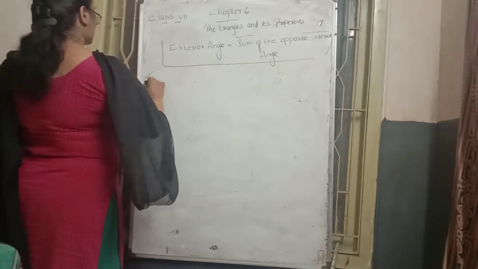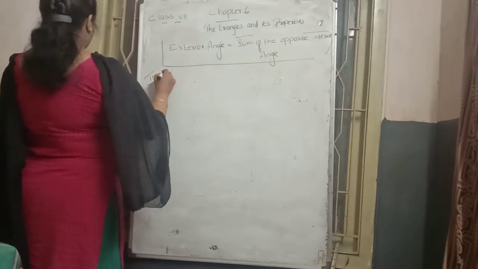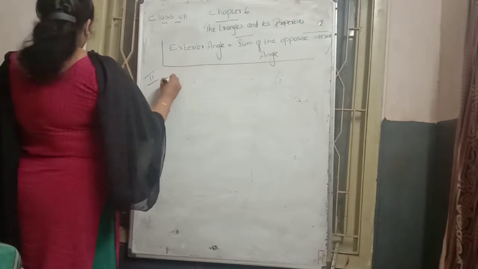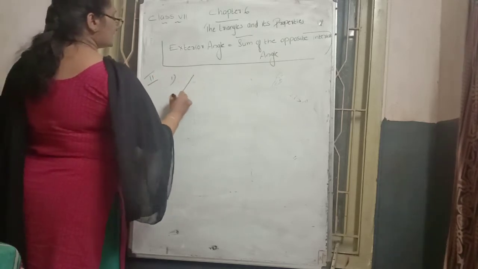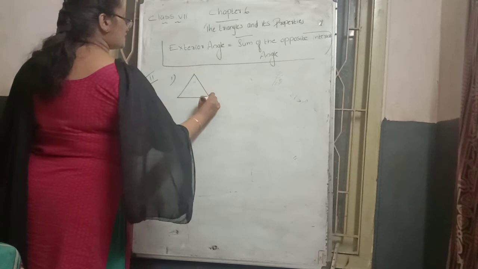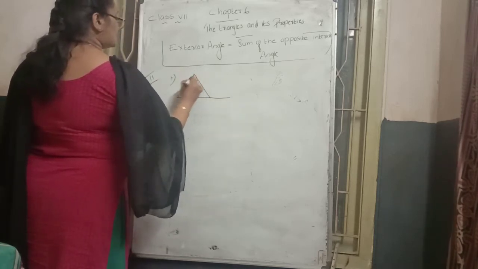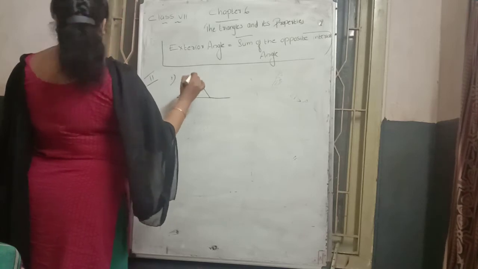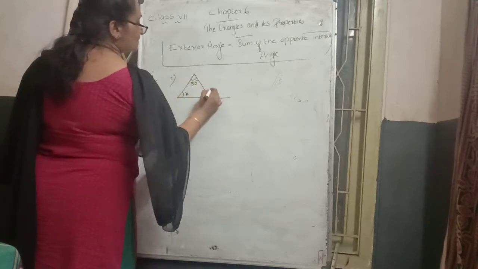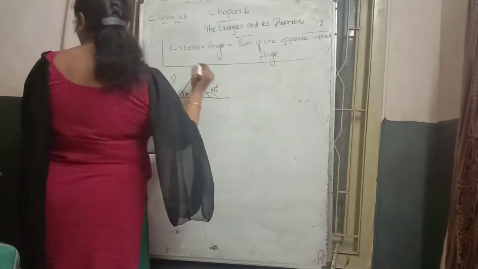Find out the unknown x value. Find the value of x. The diagram is like this. Here, in this diagram, we find the x value. Here 50 degrees is given. There we mark it as x, and the exterior angle is given as 150.